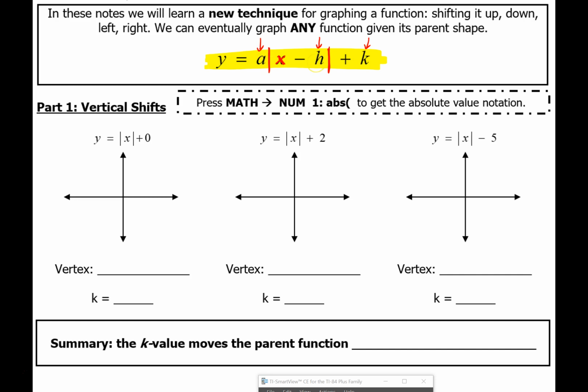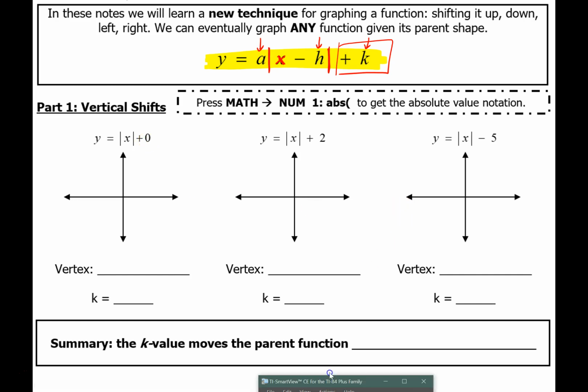Each of these variables is going to be a number when we look at an equation that you're graphing, and they're each going to transform the parent function that has the vertex at 0, 0 that we just looked at. So let's look for vertical shifts first. If we are looking at the absolute value of x plus 0, so we're looking at this k value here, nothing is being changed with this one.